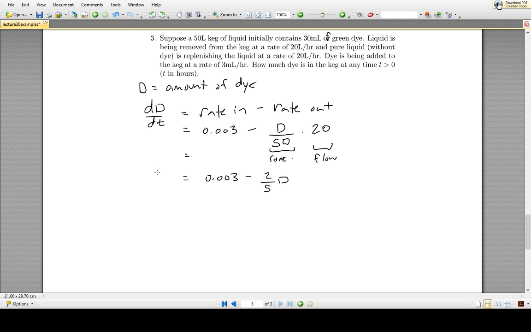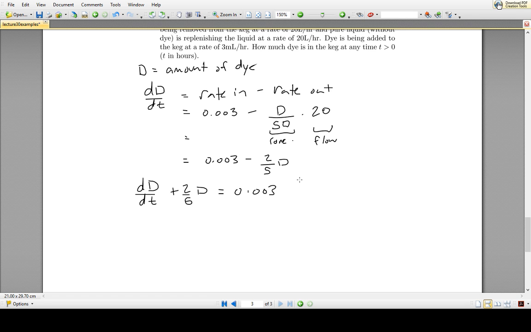So if I rearrange this, I end up with dd/dt plus 2/5 times d is equal to 0.003. So this is a first order linear differential equation. It's a differential equation because it's an equation with a derivative in it. It's first order because the highest order of the derivative of the unknown function d is 1. And it's linear because the only other place that the unknown function d shows up is right here, and it is d to the power of 1.